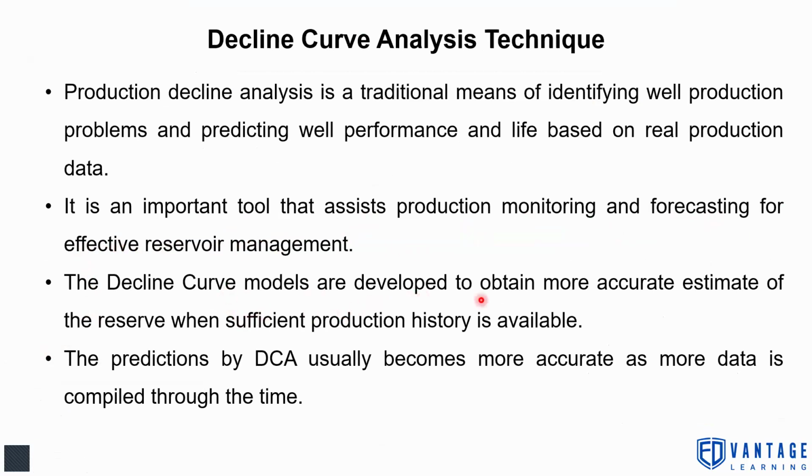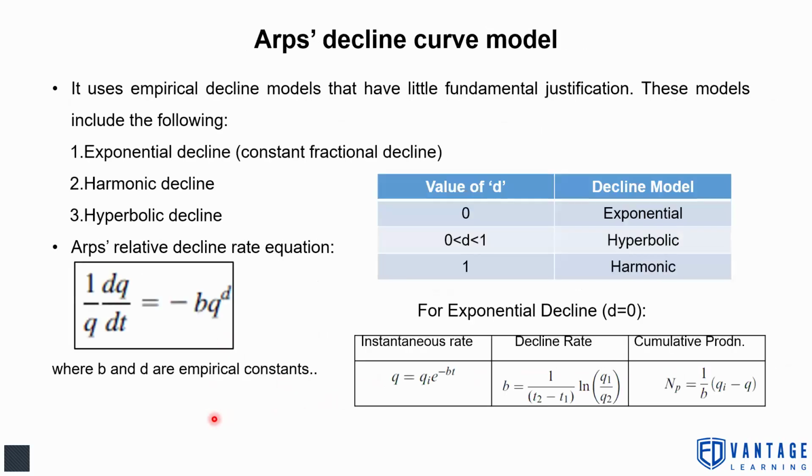DCA models are developed to obtain a more accurate estimate of the reservoir when sufficient production history is available. Material balance is a technique which is not that dependent on sufficient production history availability, but for decline curve analysis, we need sufficient production history to be available. The predictions by DCA usually become more accurate as more data is compiled through time. So the basic equation for performing analysis with decline curves is the Arps equation.